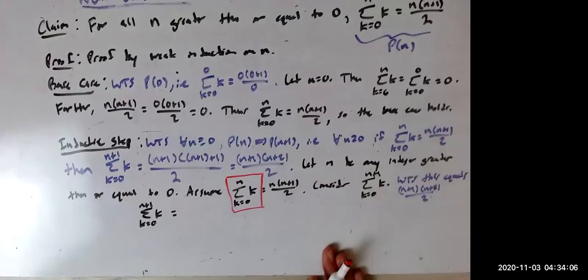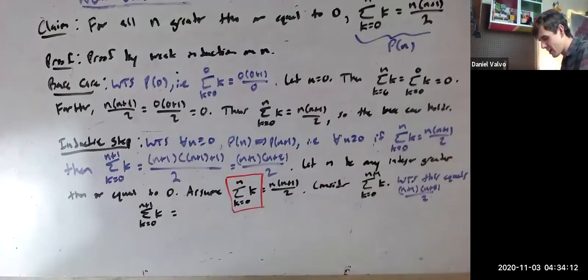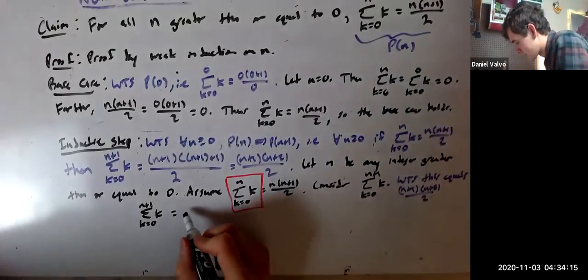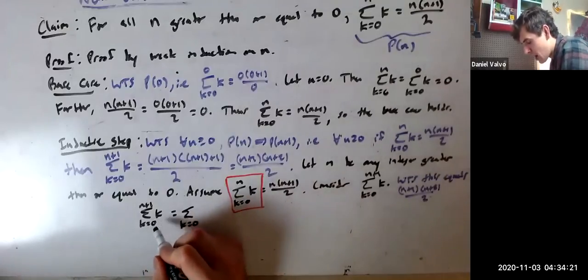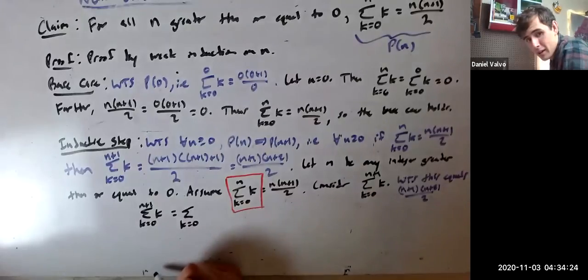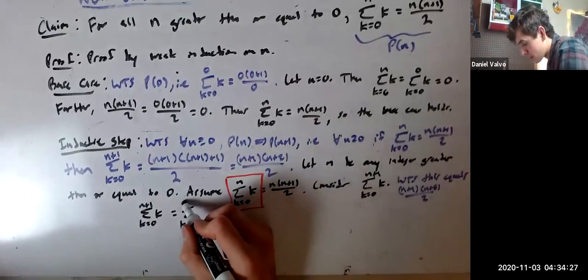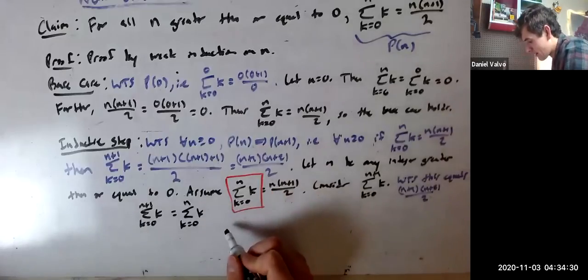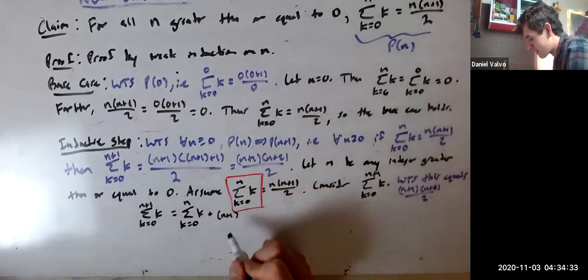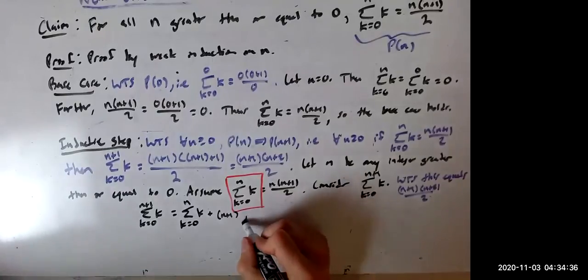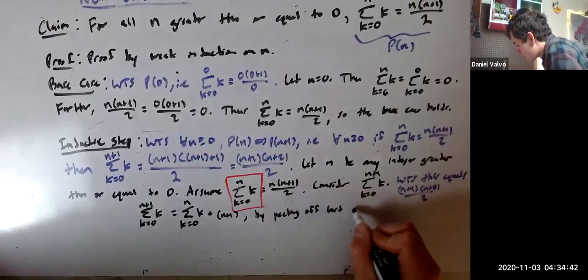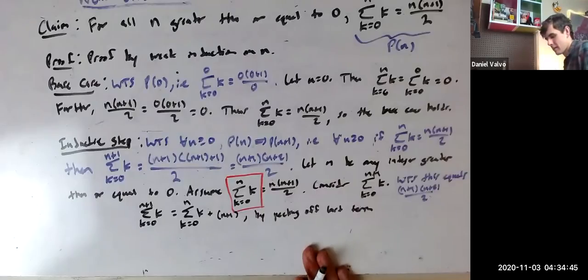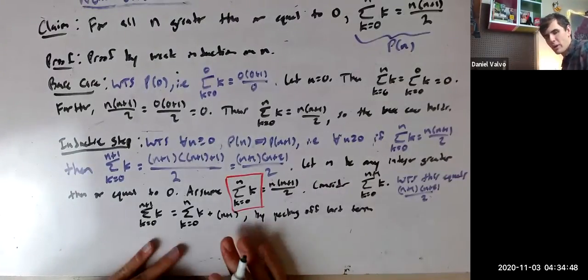Separated into two separate summations. This is called peeling off the last term. Note that this is the sum of everything from 0 to n plus 1. But that's the same thing as doing the sum of everything from 0 to n, and then adding on n plus 1. This is by peeling off the last term. And you can always do this. I hope this makes sense.